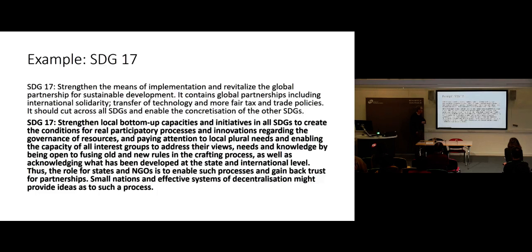We thought, okay, let's completely reformulate this. Perhaps we're deadly wrong, but we made a try. We said, strengthen local bottom-up capacities and initiatives in all SDGs to create the conditions for real participatory processes and innovations regarding the governance of resources, paying attention to local plural needs. In a local setting, you have different needs, and you need to address them. Women, youth, you name it, have different ideas, different needs.